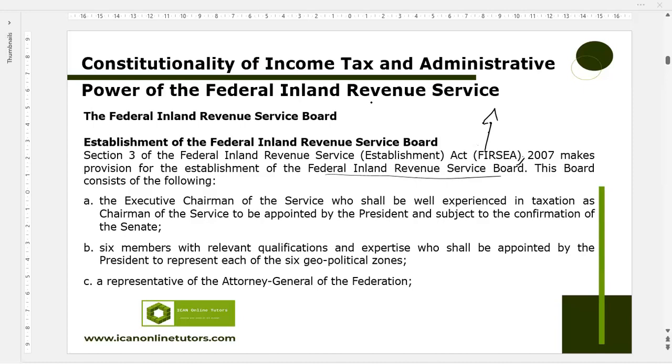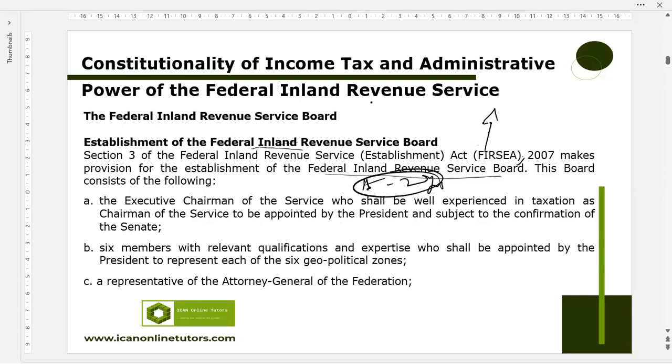So that's the name of the current chairman of the FIRS. The executive chairman of the FIRS is also the chairman of the Federal Inland Revenue Service Board. Whoever is appointed as the executive chairman of the FIRS has always been someone with experience in taxation, most times over 15 or 20 years of experience.